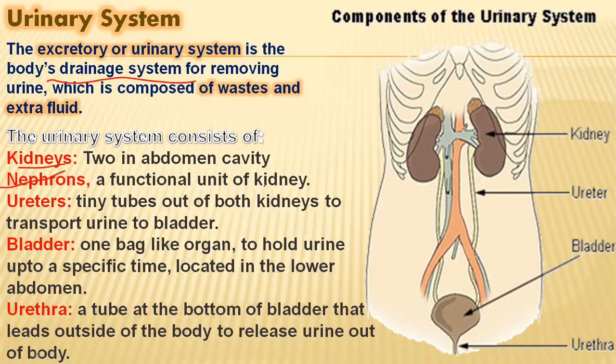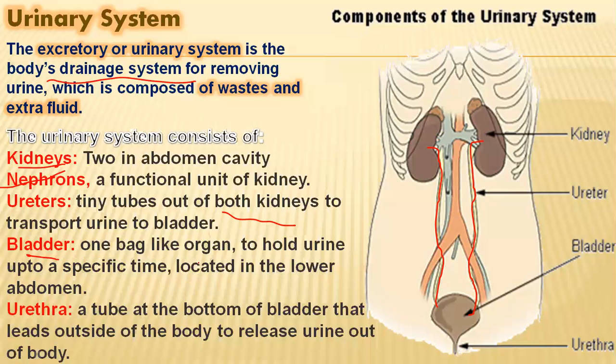Then ureters. The kidneys are connected with two tubes that move out of the kidneys and transport urine to the bladder. If you see, these two kidneys are present, so two ureters will be present, like two tube-like structures, which connect the kidneys and carry the urine from the kidneys to the bladder.